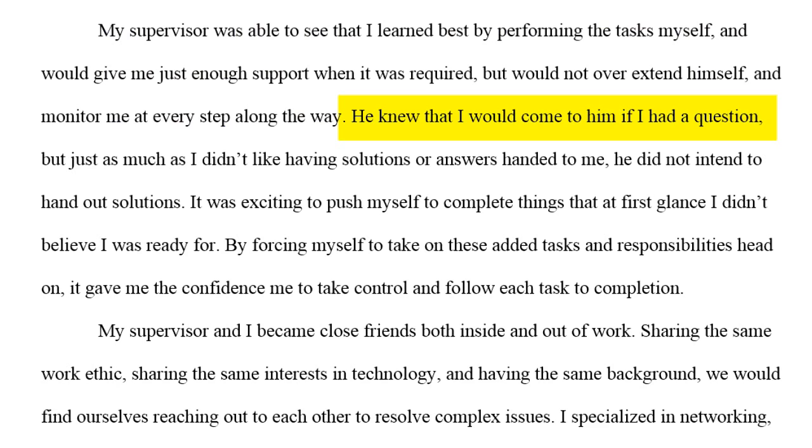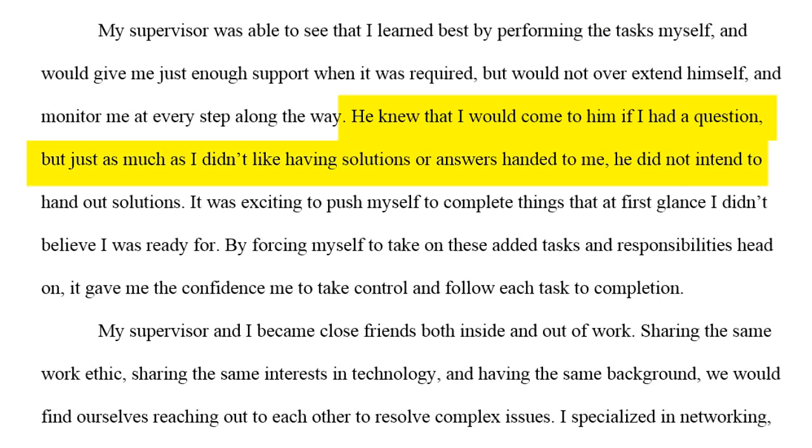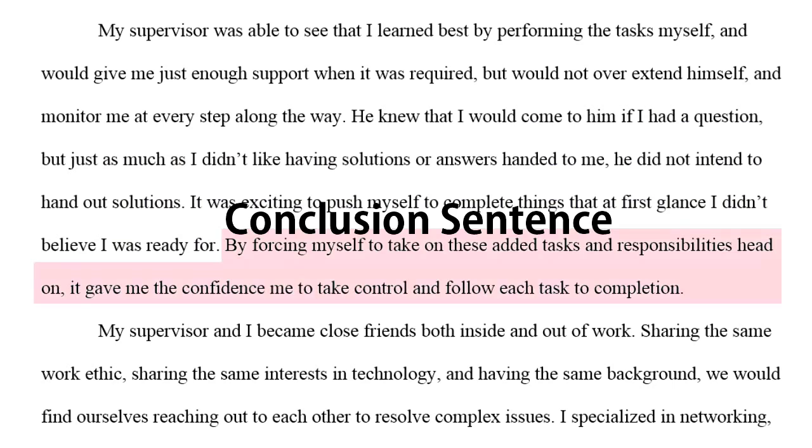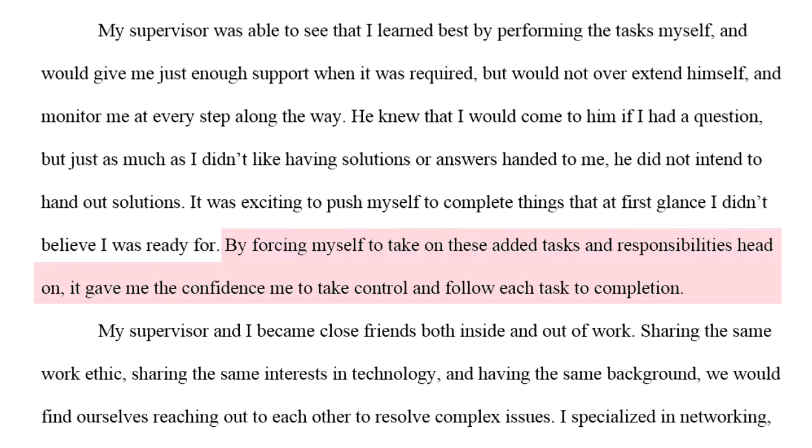He knew that I would come to him if I had a question, but just as much as I didn't like having solutions or answers handed to me, he did not intend to hand out solutions. It was exciting to push myself to complete things that at first glance I didn't believe I was ready for. And now comes another great paragraph conclusion sentence that brings together the content of the paragraph with the overall theme of professional development. By forcing myself to take on these added tasks and responsibilities head on, it gave me the confidence to control and follow each task to completion.